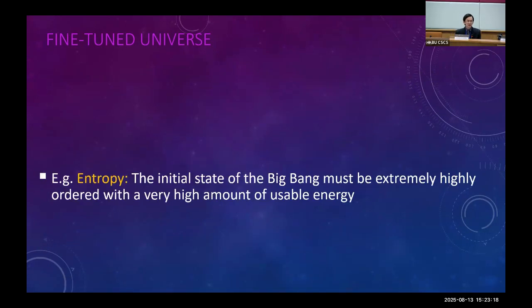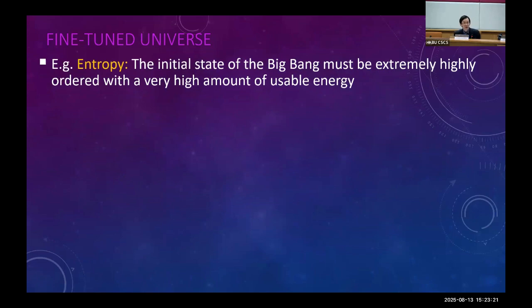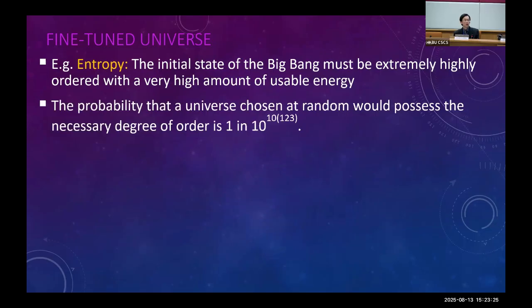Another example, entropy. The initial state of the Big Bang must have been extremely highly ordered, with a very high amount of usable energy. The probability that a universe chosen at random will possess the necessary degree of order is 1 in 10 to the power 10 to the power 123.